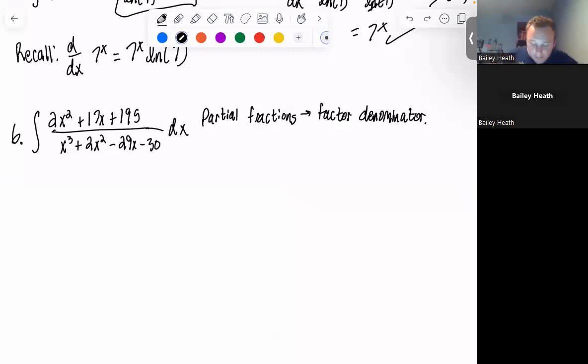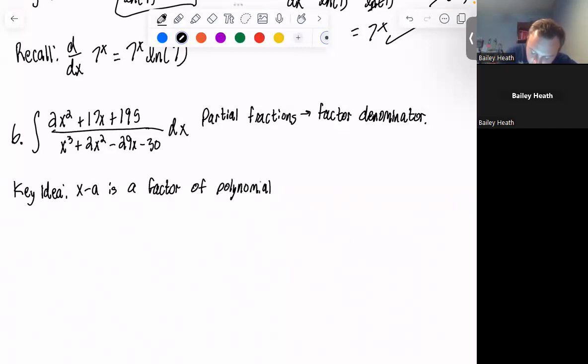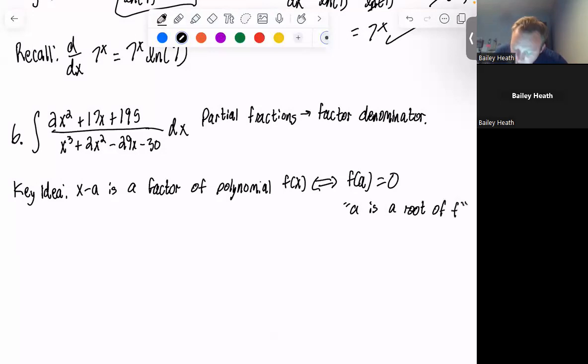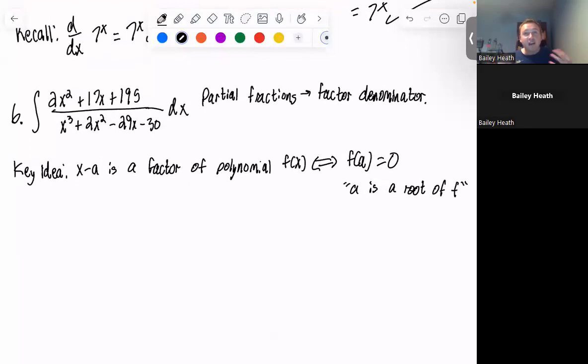So the key idea is that x minus a is a factor of the polynomial f of x if and only if plugging in a gives us 0. In other words, if and only if a is a root of f. So what does this mean? This means that if we know a root of this denominator, then we could use that to help us factor, because we would know what one of the factors has to be. For example, if it turns out that 3 is a root of this denominator, then we would know that x minus 3 has to be one of our factors, and we could go from there.